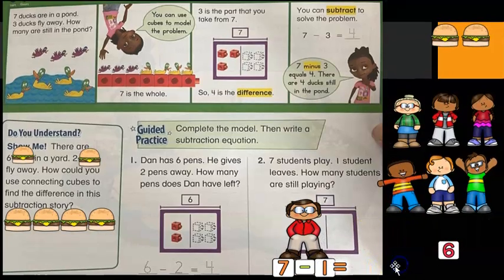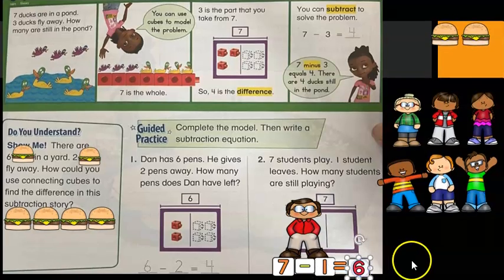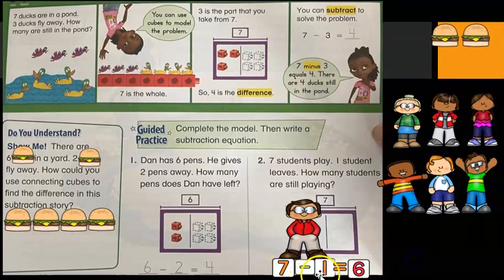Keep looking at your screen. Now look, we have 7 minus 1 equals. Now how many students are still playing right here? 6. So look, our answer is going to be 6. Let Mr. Begay put 6 there. So here is our subtraction equation. 7 minus 1 equals 6. Now keep paying attention, first graders. Now, let's move on to the next screen.